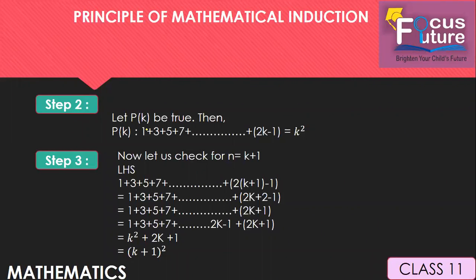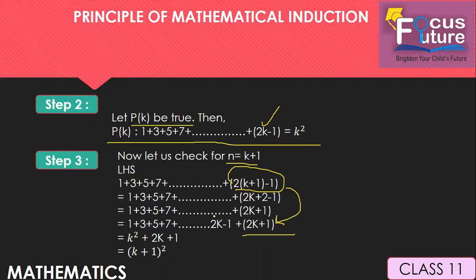Now, you need to assume that Pk is also true. For that purpose, Pk would become this whole statement. Instead of n, you place k, so it would be equal to k square. Now, you need to check if n equal to k plus 1 is true. Now, put n equal to k plus 1. On simplifying, your last term would be 2k plus 1. The term previous to 2k plus 1 would be 2k minus 1, since there is a sequence of odd numbers. So, in place of this whole term, you would be placing this value of k square, right? So it would become k square plus 2k plus 1.